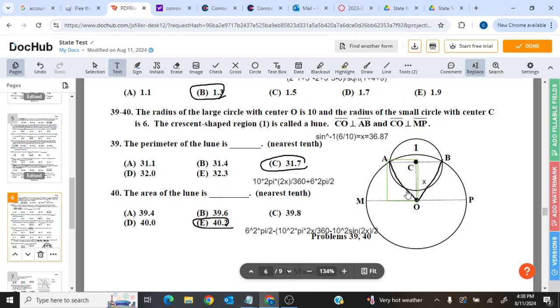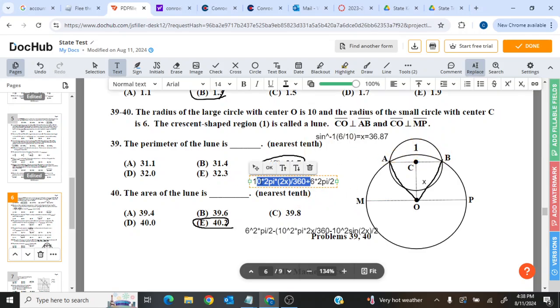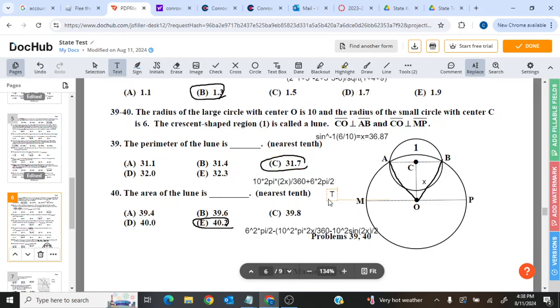Then you can multiply it by 2 to figure out the entire angle. And then once you have that, you'll be able to figure out the length of this part of the circle. So the circumference of your entire circle, 10 times 2 pi, times your angle over the entire 360 degrees in your circle, will get you the length of arc AB. Add those two together and you get a perimeter of 31.7. The area of the lune is what? In this case, the area of the lune can be understood as this semicircle with diameter AB minus this AB segment right here.